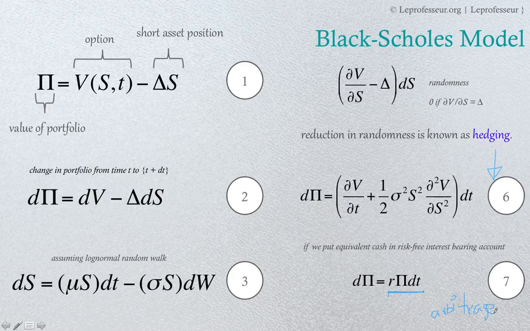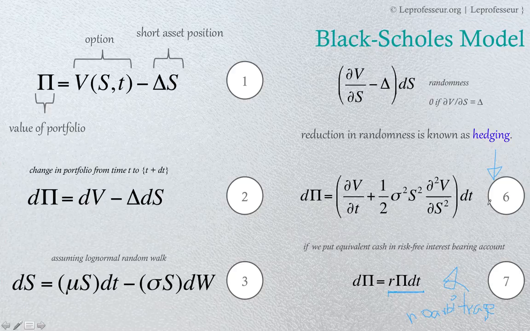The concept of no arbitrage is that if we have money, instead of buying an option, we just put it in a bank, and we reap the benefit of equivalent cash in a risk-free interest-bearing account.